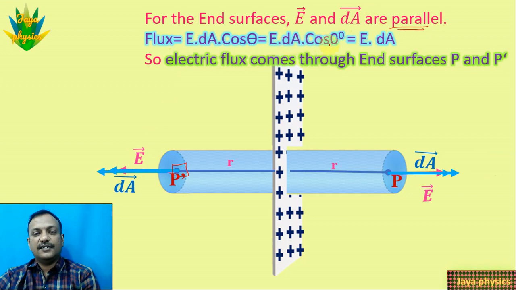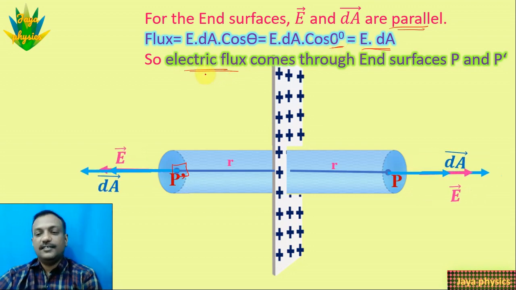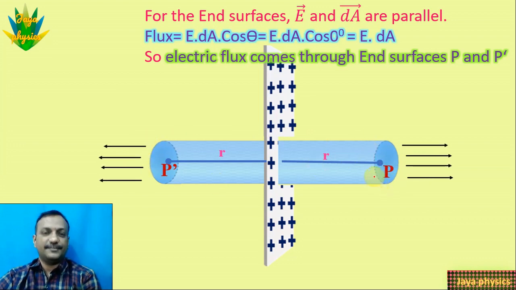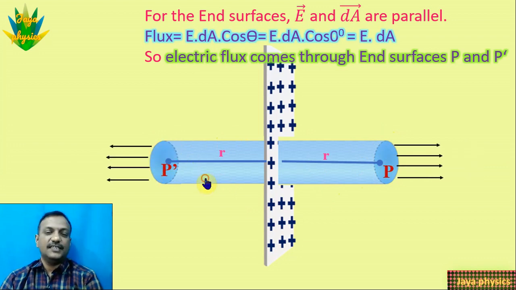So, what is the flux? E into dA into cos 0. Cos 0 value is 1. So, how much is the flux? E into dA. So, by this we can confirm that electric flux is coming from the end surfaces. Is it clear? Black lines are electric flux, that is electric field lines. How many electric field lines? 1, 2, 3, 4, 5, 6, 7, 8. So, the flux is 8. For example, the flux is coming only from the end surfaces, P as well as P dash.